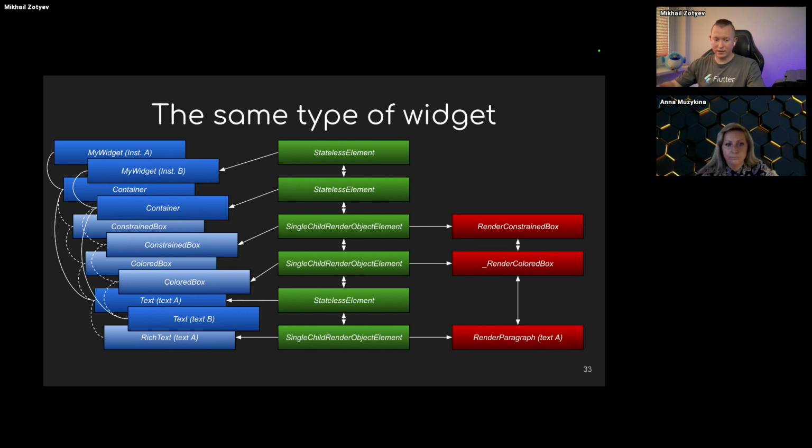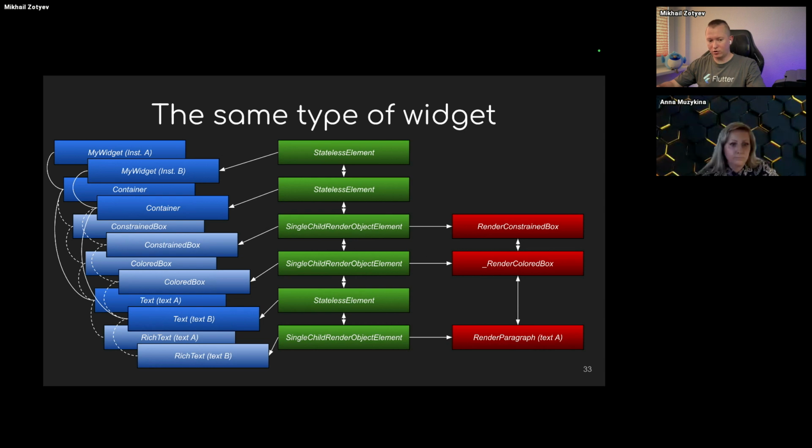And next step is again just a text widget. The same type can be updated. We just update the link from element to widget and need to build a subtree. And the subtree in this case is rich text with the text B, for example. So what's happened next? The single child render object element has a link to rich text, and currently it is also rich text, so they are completely backward compatible. So we can just connect with a new widget.